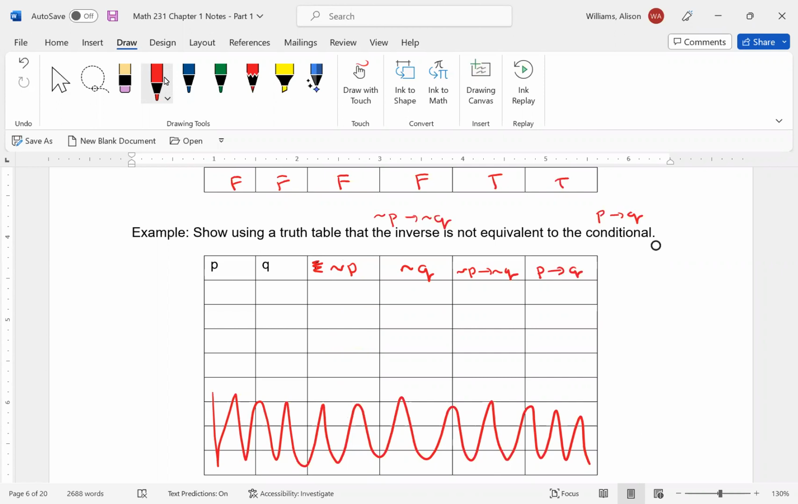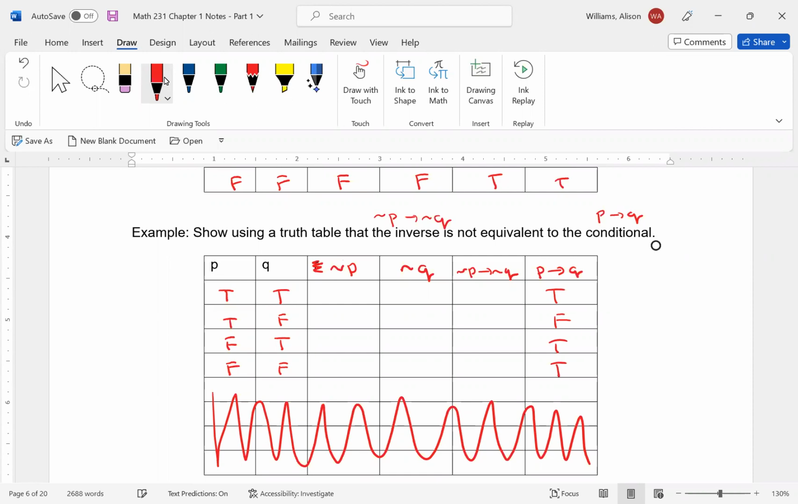Okay, so here, instead of R, I'm going to call this not P. And this will be not Q. This will be not P implies not Q. And this will be P implies Q. So I'm going to compare those two. Okay, so let me start with P and Q. So true, true, false, false, true, false, true, false. Okay, here I'm going to do the last column just from those two first. Okay, so that's going to be true, false, true, true.